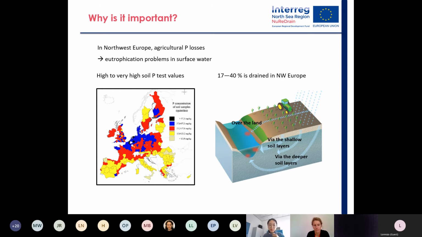And when it rains, P is discharged directly towards the surrounding water over the land via the shallow and deep soil layers. In Northwest Europe, 70 to 40% of agricultural field is drained. With the drainage system, rainwater flows via the drains, and we have one concentrated source of nutrient supply into the stream, which could be tackled with a filter. Therefore, the filter could be a potential solution to reduce phosphor loads.